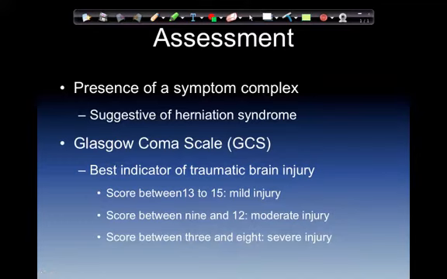So a Glasgow Coma Scale, best indicator of traumatic brain injury, scores between 13 and 15 would be a mild injury. Less than 3% will deteriorate. Scores between 9 and 12 have possible moderate injury, present with altered mental status and or focal neurological deficits. 1 in 5 of these patients will deteriorate into coma, although 60% will progress to a good recovery. Scores between 3 and 8 have severe injury. This has a 30% mortality rate. 17% will experience moderate to severe disabilities, and the remainder will be in coma.